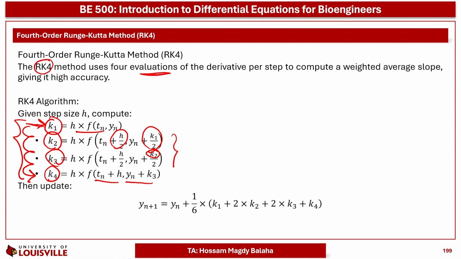By calculating K1 to K4, which are 4 intermediate steps, substitute here the current value plus 1 over 6 multiplied by K1 plus 2 K2 plus 2 K3 plus K4. And 6 here because we have 2 plus 2 plus 1 plus 1 equals 6, to be a weighted average.